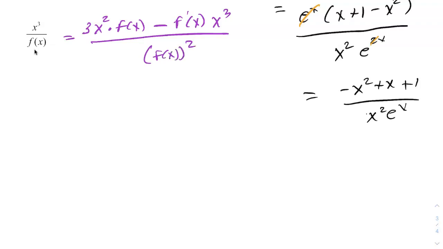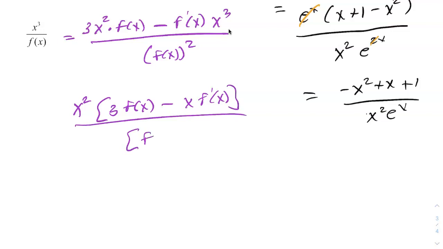Pretty much it. Unless it's multiple choice and we want to match, we really can't cancel anything out, but we could factor a little bit. They both have an x squared, so this is practice for factoring. Pull out an x squared. I'm left with 3 f of x minus x f prime of x on top, and on the bottom, I'm just left with f of x squared. So that'll be the answer.